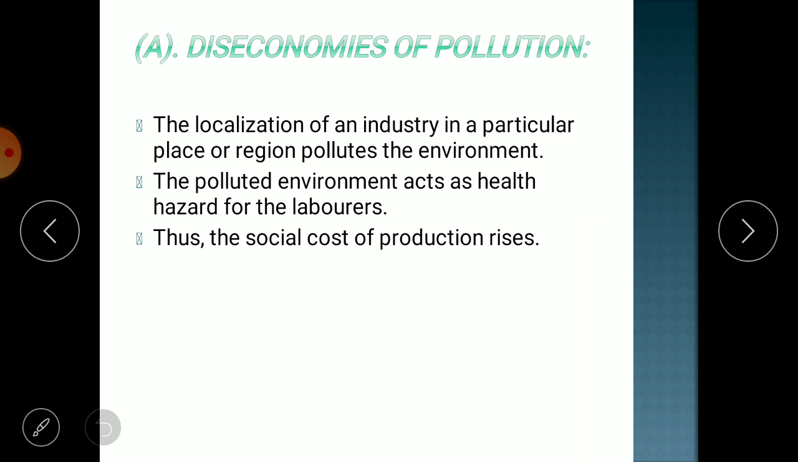The localization of an industry in a particular place or a region pollutes the environment. The polluted environment acts as a health hazard for the laborers. Thus, the social cost of production rises. If there is too much concentration of any industry, take the example of Jodhpur only. Here we have the concentration of the textile industry, which results in air pollution and water pollution.